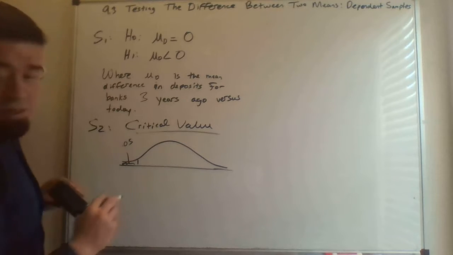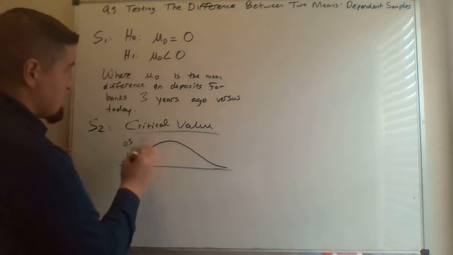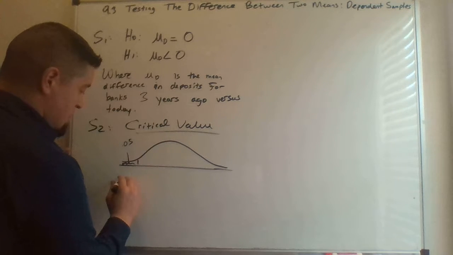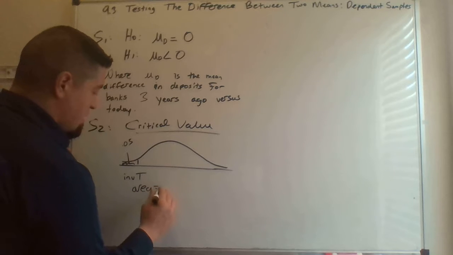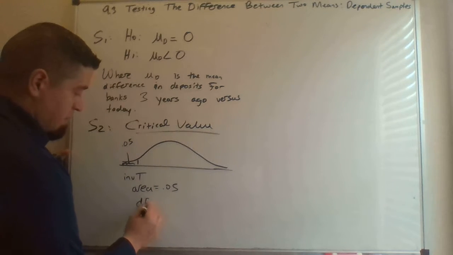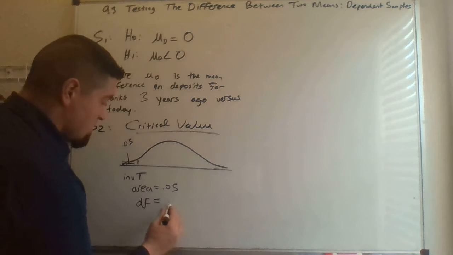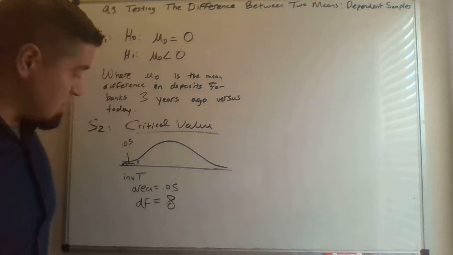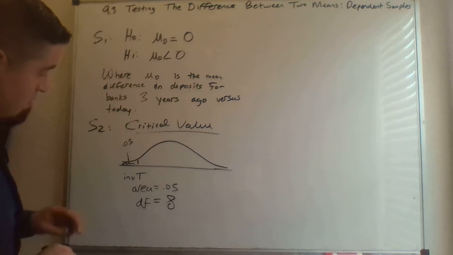I'm going to do inverse t, because I'm dealing with the samples. So inverse t of area 0.05 and degrees of freedom. The smaller of the two sample sizes, they're equivalent. So it's just going to be 8, right? Because both sample sizes, n1 is 9 and n2 is 9. They're dependent.